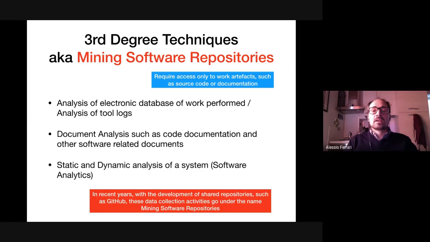Okay. In recent years, with the development of shared repositories, as I said, there is an emerging field that is called mining software repositories, and that considers this whole family of different techniques.